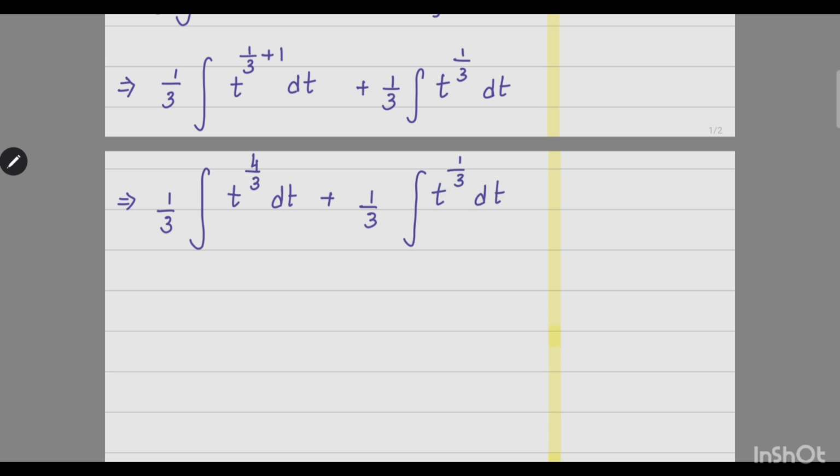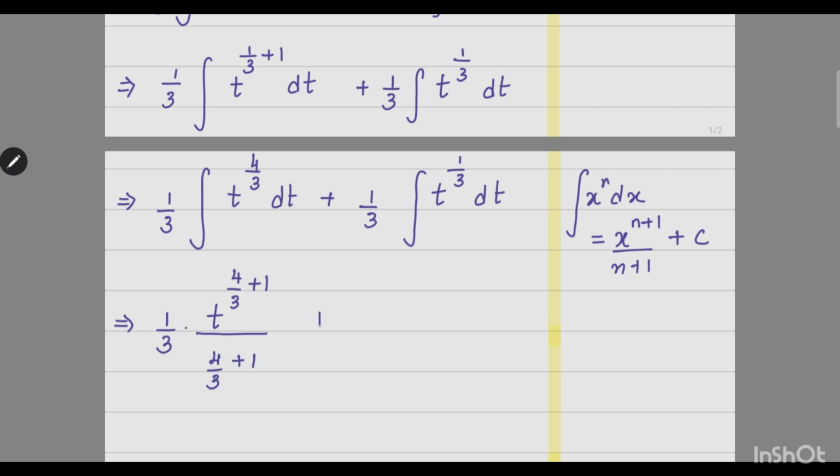So now we can solve by inspection method. We know integral of x^n dx is equal to x^(n+1) divided by (n+1) plus c. So this implies 1/3 into t^(4/3 + 1) divided by (4/3 + 1) plus 1/3 t^(1/3 + 1) divided by (1/3 + 1). We have done the integration, we will write plus c.